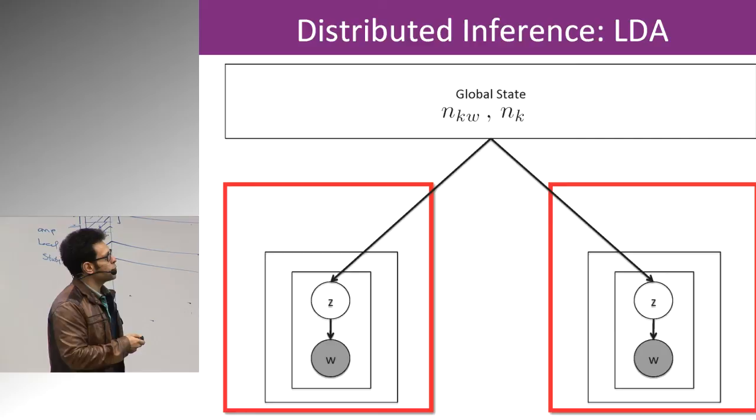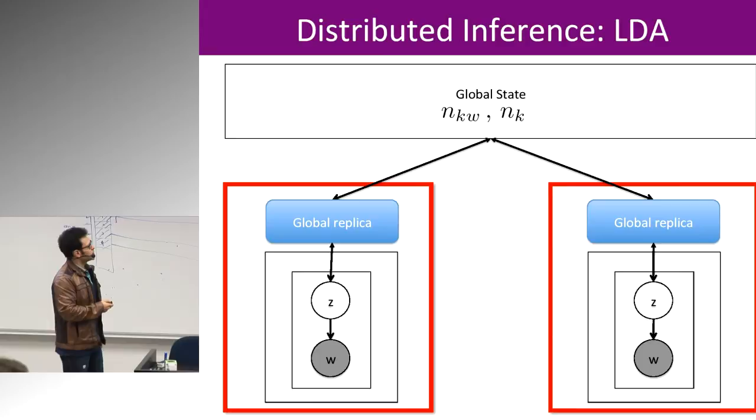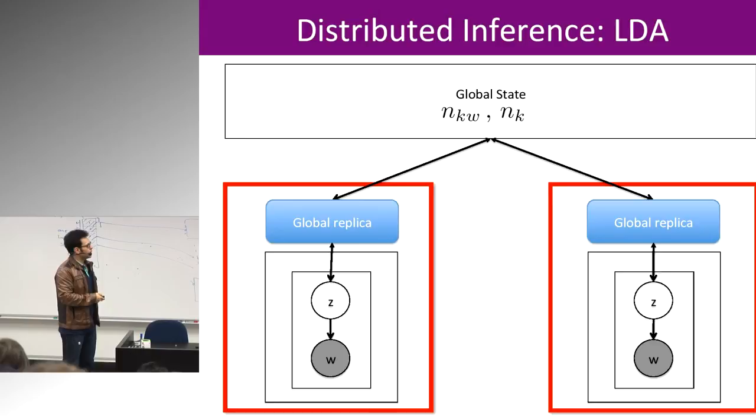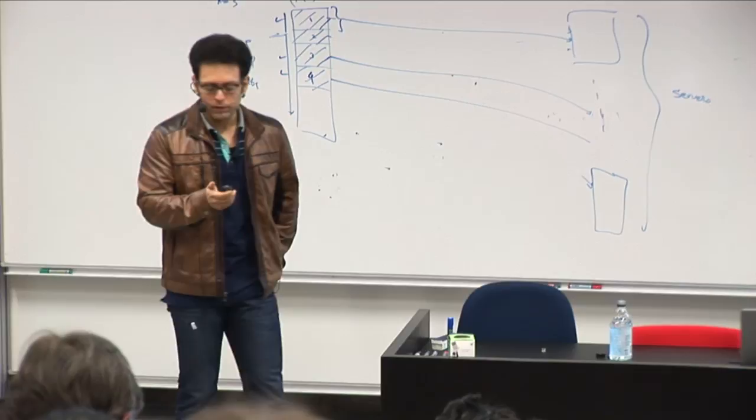And then we push a copy of the global state into each machine, which is a global state replica. Then you run your local inference, updating the local replica. And in the background, we synchronize the local replica with the global state. So it's very simple. That's just a big summary of what we have covered in the first part.